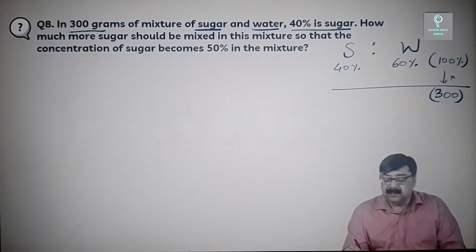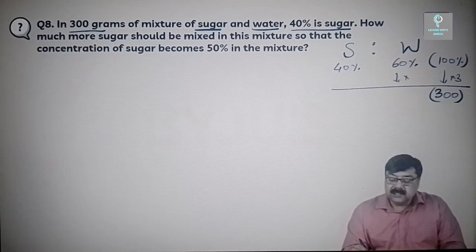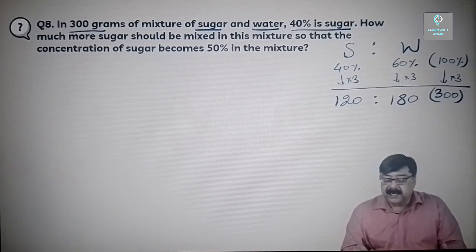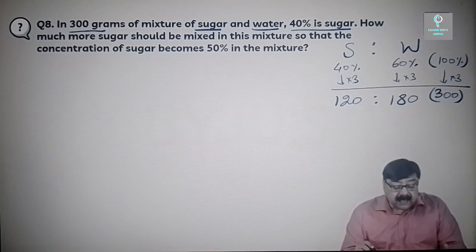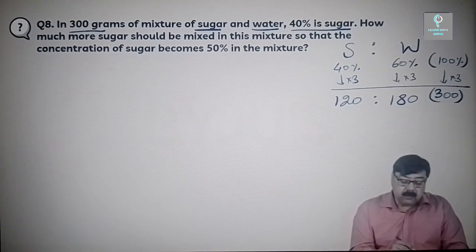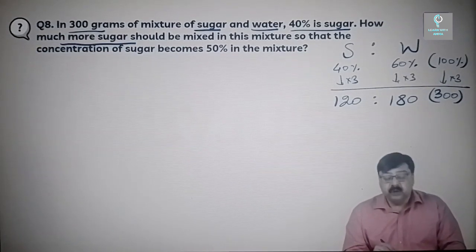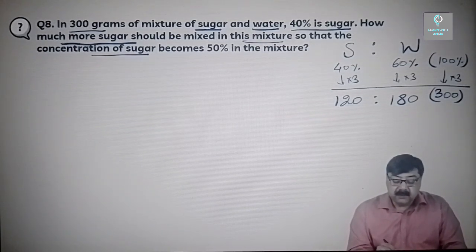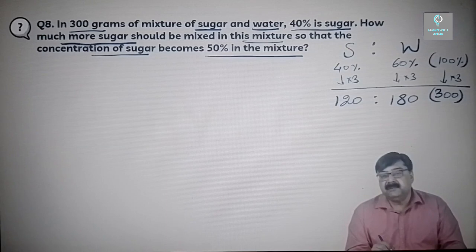So what is the multiplier? It is 3. 100 into 3 is 300. So 60 into 3 is 180 and 40 into 3 shall be 120. So there is 120 grams of sugar and 180 grams of water in this 300 grams of mixture of sugar and water. Now how much more sugar should be mixed in this mixture so that the concentration of sugar becomes 50% in the mixture?